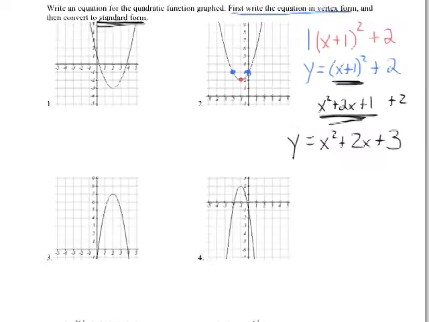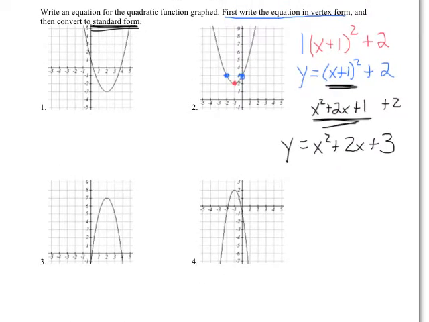Let's take a look at problem number 4. We're doing the same thing, and in this case we have shifted left 1 and up 2 also. So our x squared becomes left 1, so x plus 1 squared, and then up 2. And then our vertical stretch, we actually see it opens downward. So that's going to put a negative in the front, and then we're going to check where our next crossing point is, and we see that it crosses right there. So that is out 1, down 3.